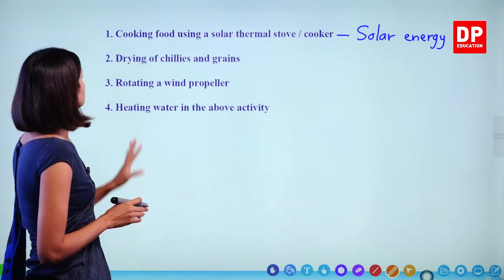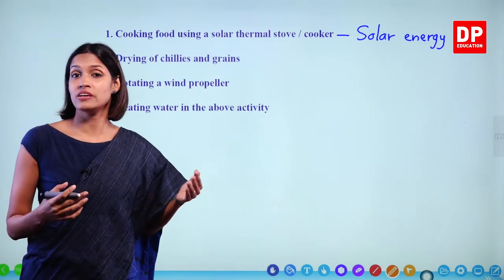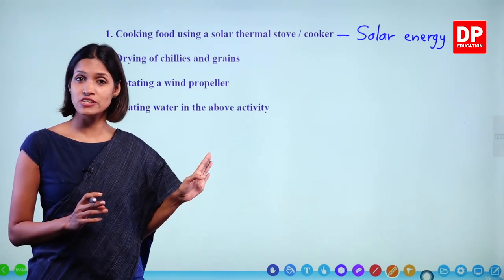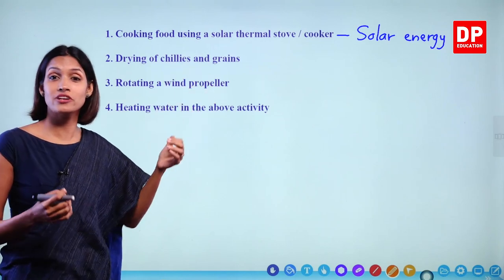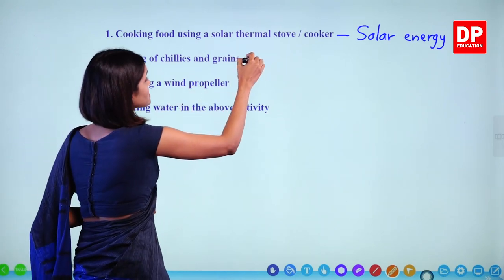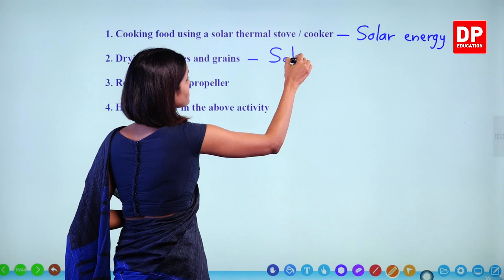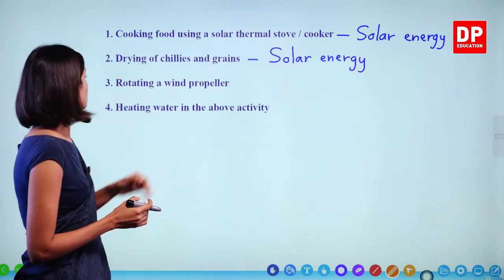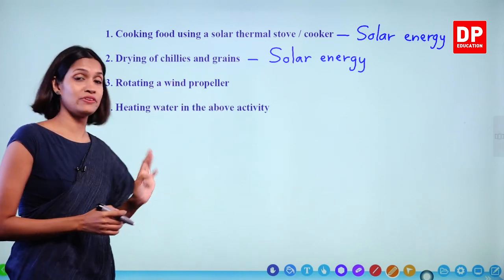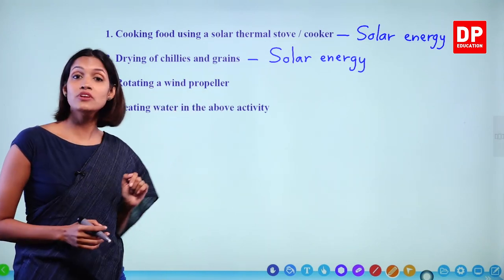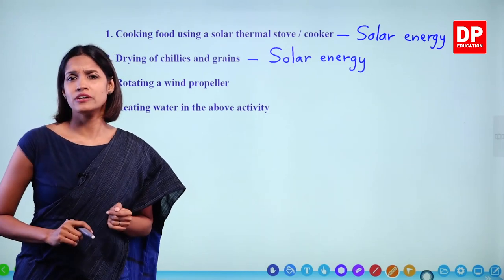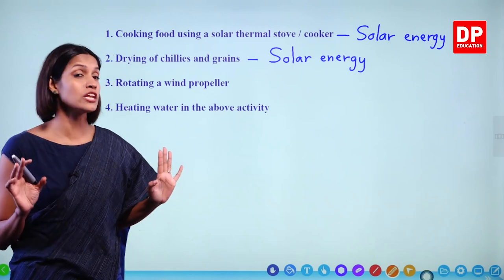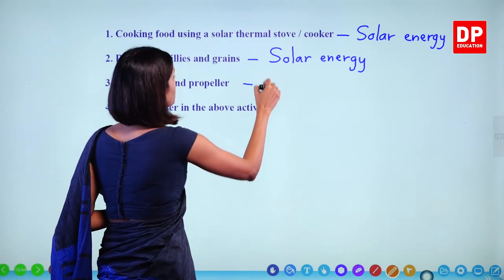Okay, and drying of chilies and grains. And another example is drying of clothes. Again, you can use solar energy to dry chilies, grains, and to dry clothes, right? You can use solar energy. Number three, rotating the wind propeller. Now, we did this activity as well. Here, in order to rotate the wind propeller, what is the type of energy we used? We use the energy present in wind. We can simply say wind energy. Okay? Wind energy.